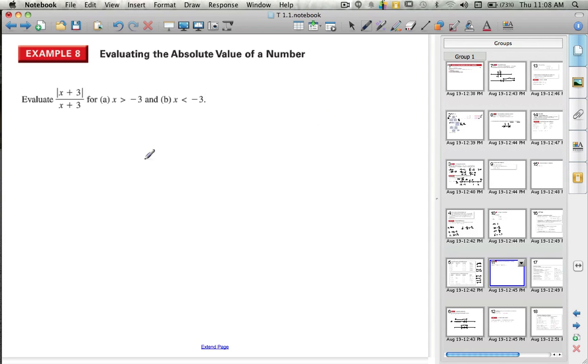If I wanted to evaluate an absolute value for numbers like this, for instance, if x is greater than negative 3, I would plug in negative 3 and think of that as a bounding limit. So if I plug in negative 3, the absolute value of negative 3 plus 3 over x plus 3, in this case, that would be 0, but x is going to get bigger from there. So as x gets bigger, my numerator will get bigger, and consequently the value of my fraction will get bigger.